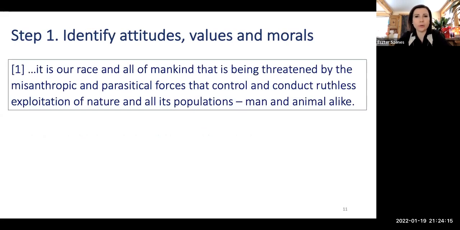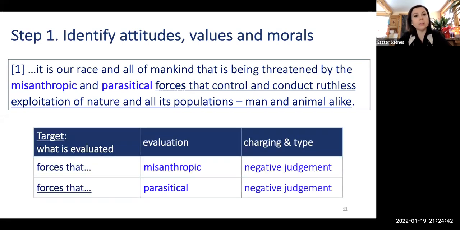So I'm just going to show you a very quick example from the manifesto. This clause reads, "It is our race and all of mankind that is being threatened by the misanthropic and parasitical forces that control and conduct ruthless exploitation of nature and all its populations, man and animal alike." So if we want to find the evaluative meanings, I highlighted misanthropic and parasitical, and their target is forces that control and conduct, etc. So here we've got two instances of negative judgment. These together, the target and the evaluation, make up what we call a coupling.